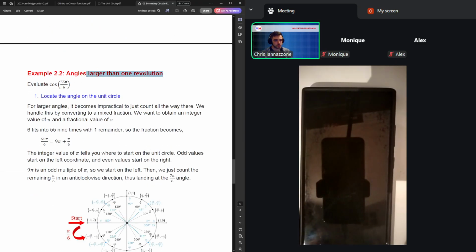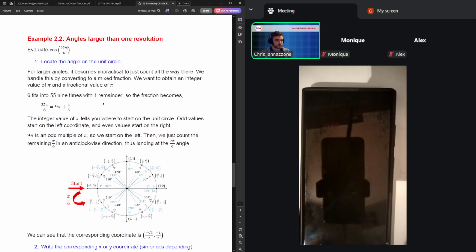If it's too big to count, like no one wants to count 55, then here's what you can do instead. And this also works for smaller ones as well. It's the same idea. What we're effectively doing here is breaking down our improper fraction into a mixed fraction. So 55 pi on 6, we want to figure out how many times does 6 fit into 55 with what remainder. In this case it is 9 times with 1 remainder.